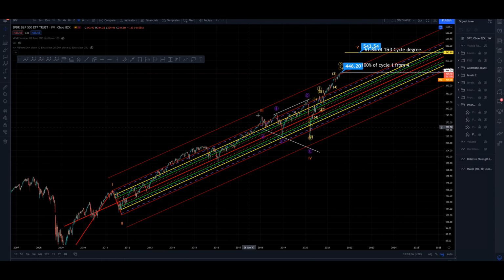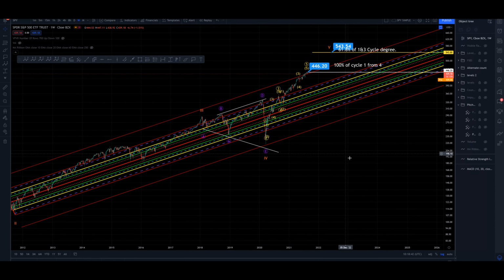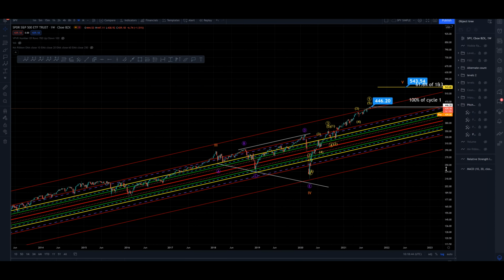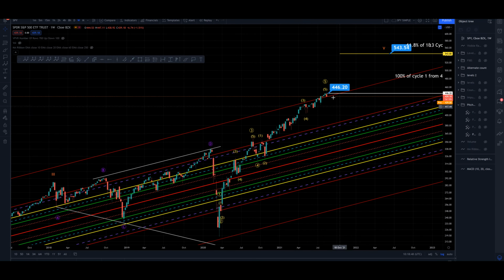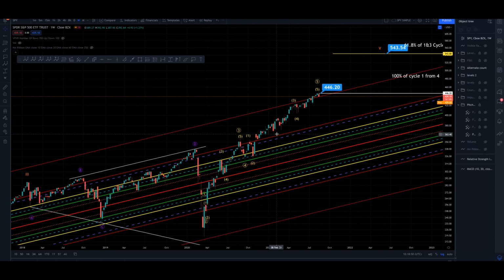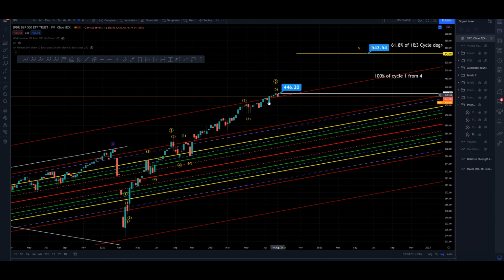So 1, 2, 3, 4, we had this throw over here in the 3, all the way down to the bottom of the channel in the 4, and we've roughly come pretty much straight to the extreme outer bound again. We've never been here before, so right at the extreme outer bound here, right as we bump into this level of cycle wave 1 from 4. Okay, so it's just an interesting area of resistance.